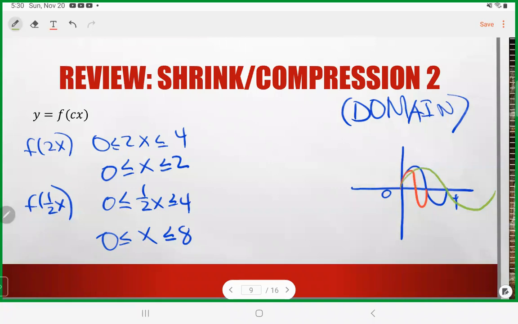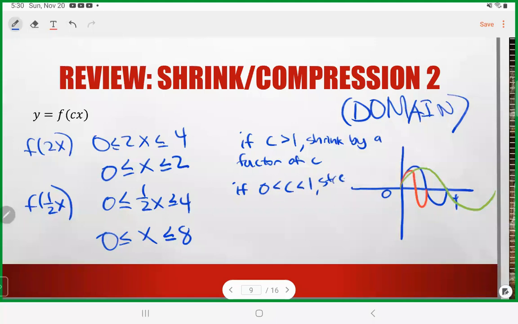From this we can conclude that if c is greater than 1, you're going to shrink by a factor of c, horizontally of course. If c is non-zero, greater than 0 and less than 1, then you're going to stretch by a factor of c.